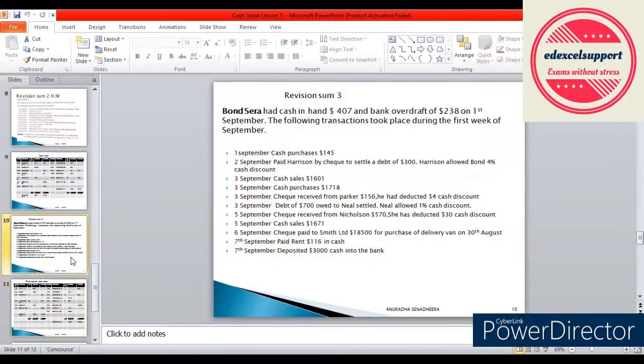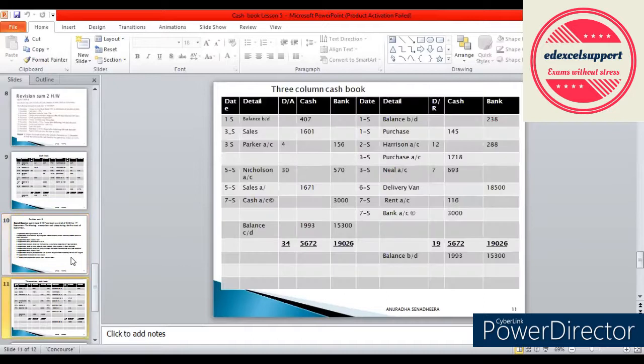The first one is recording the balance. So cash balance 407, but there's a bank OD. Bank OD is in the credit side, so I record under bank column credit side 238. So we see same thing. Yes, because it's an OD.